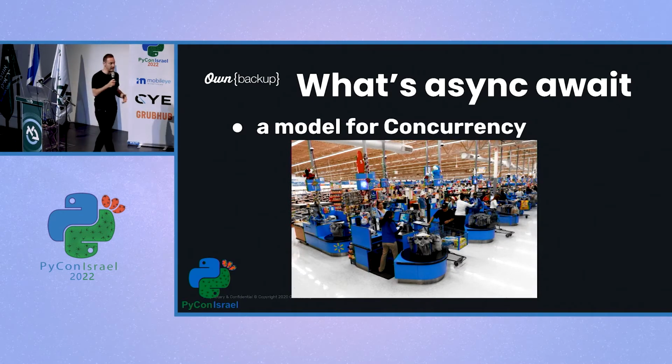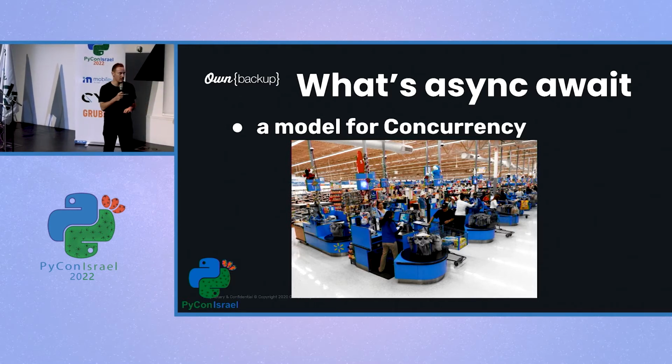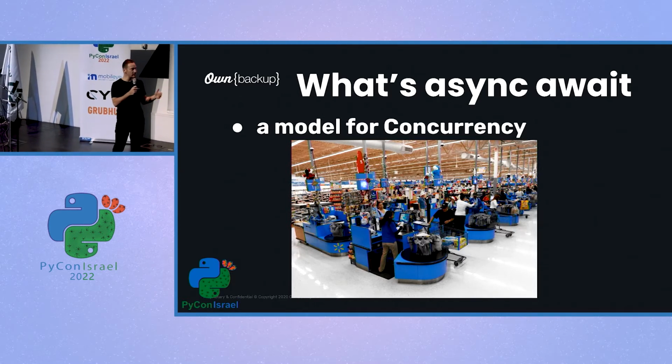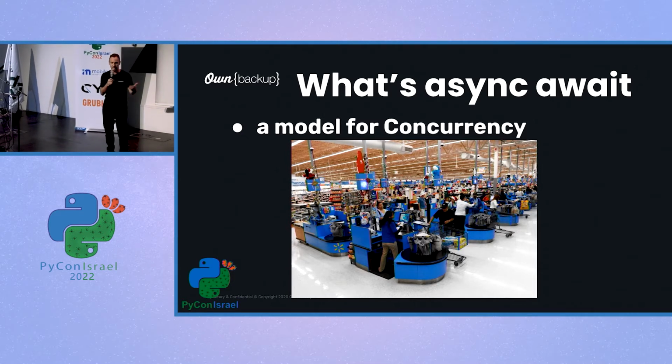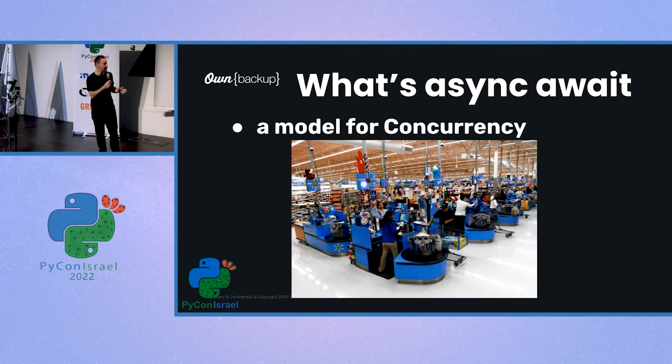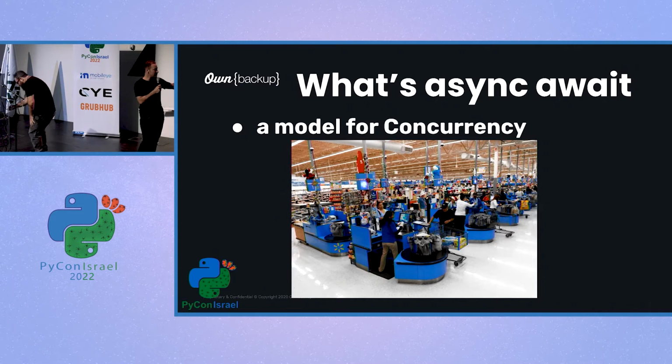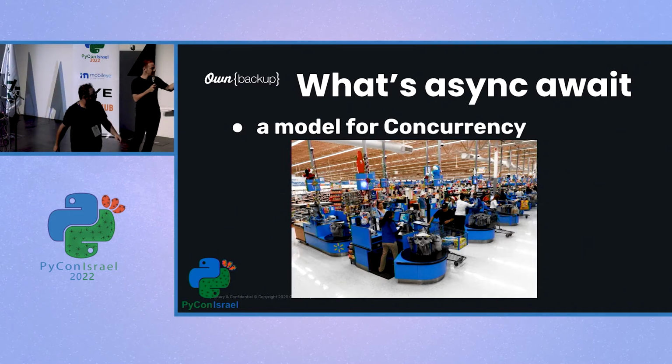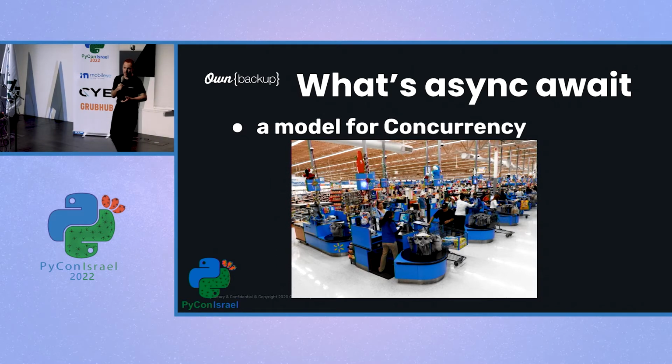What's async and await? Async and await is basically a model for concurrency. When we're talking about concurrency, we're talking about doing stuff simultaneously, running things in parallel or in tandem to one another. In this supermarket example, there are many customers. Each customer wants to be served, so the supermarket offers many cashiers, many checkout places. So actually, many customers are being served at the same time. So this is one model of concurrency.